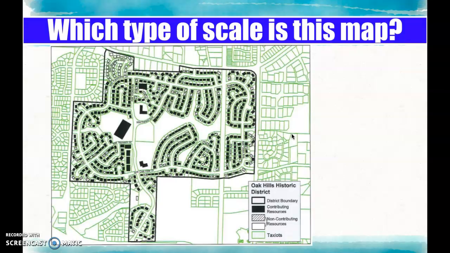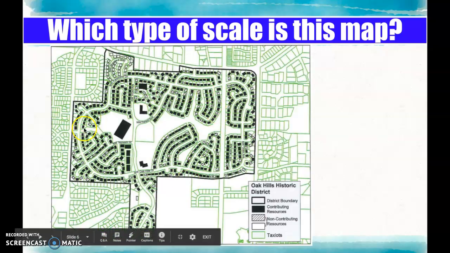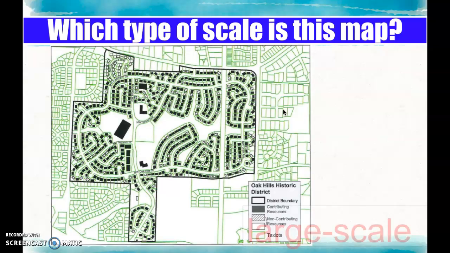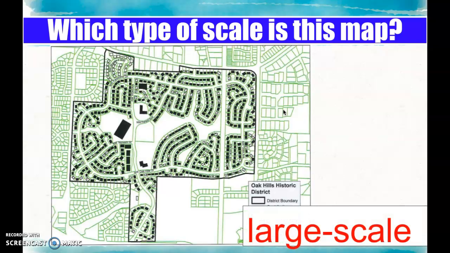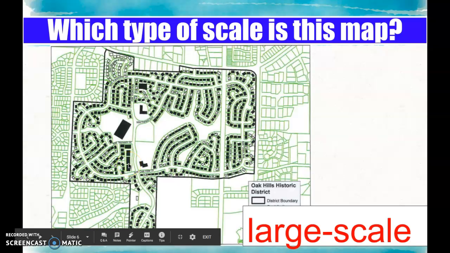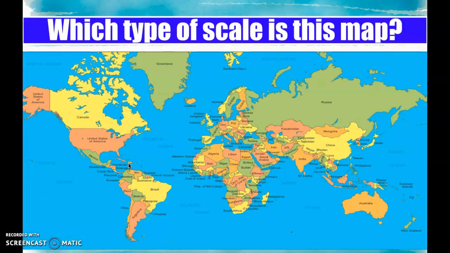Okay, so check out this map. Notice this is Oak Hills Historic District, right? And so you can see here, this is basically our school district and the homes that comprise it, okay? So ask yourself, is this large scale or small scale? You should have thought large scale, right? Because this is great detail. This is a small community that we're looking at.